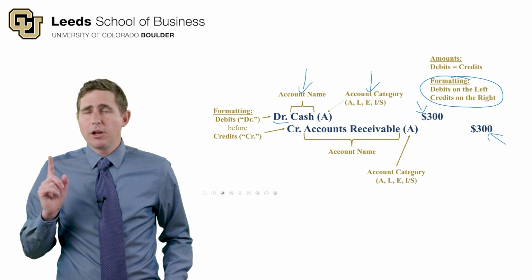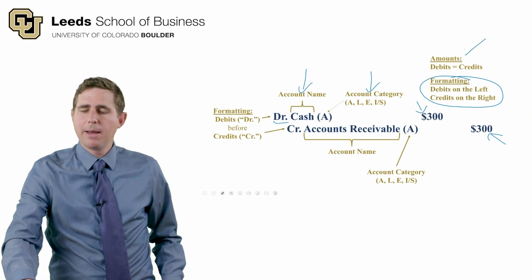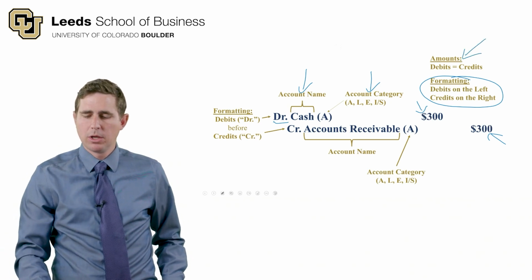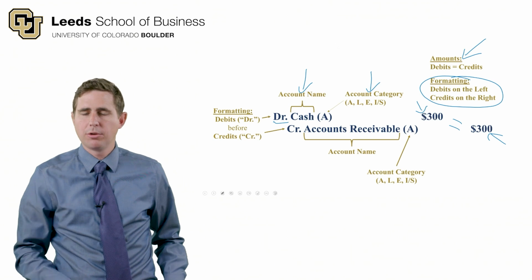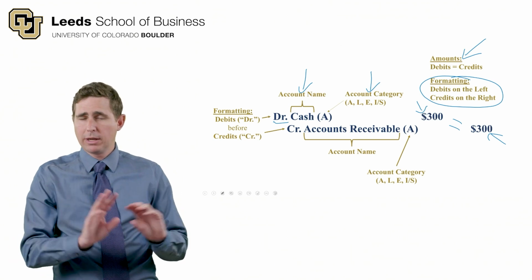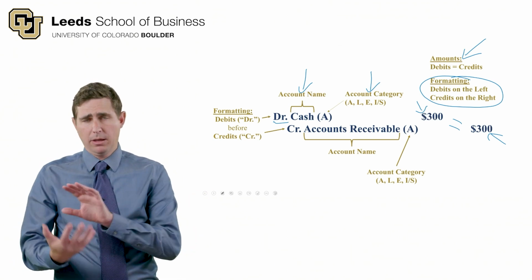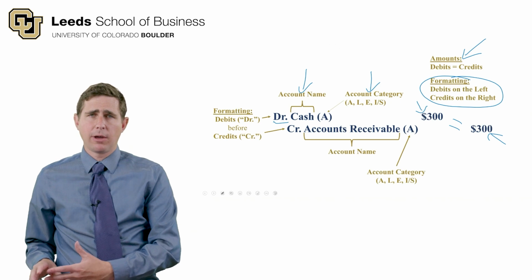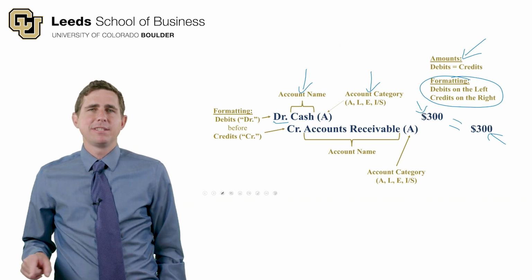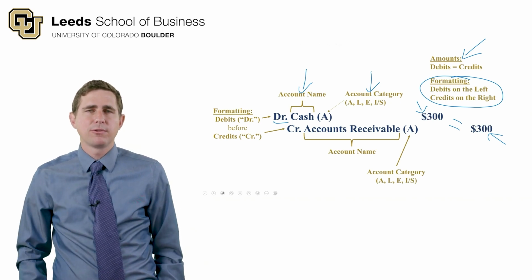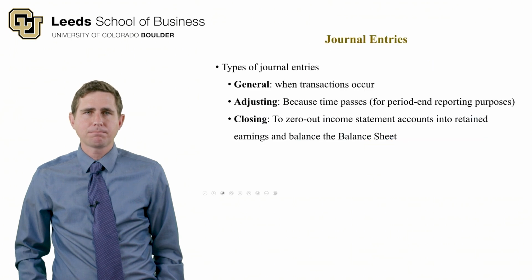The other thing you need to notice for every journal entry, debits have to equal credits. So 300 equals 300. You need to make sure whatever accounts you're debiting, the amount you're debiting is the same amount that you're crediting. And the good thing about journal entries is if you do this, your balance sheet is forced to stay in balance.